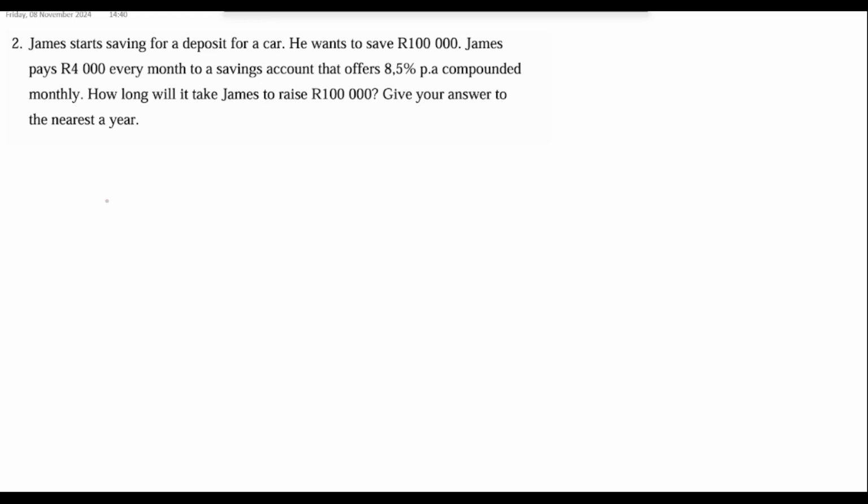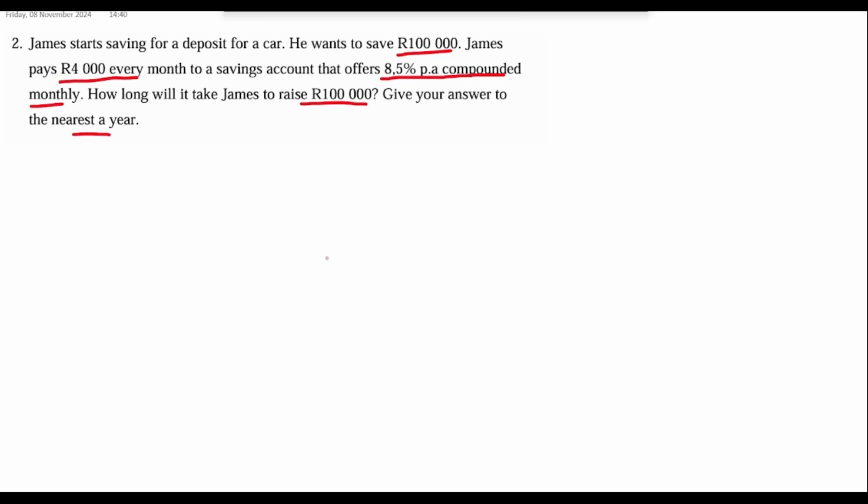Welcome back. Let's do question 2 of this activity. We've done something similar to this. It says James starts saving for a deposit of a car. He wants to save 100,000. Then James pays 4,000 every month to a savings account that offers 8.5% per annum compounded monthly. How long will it take James to raise 100,000 rands? Give your answer to the nearest year.